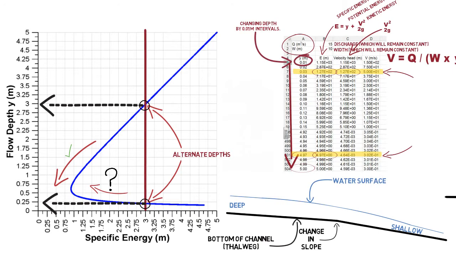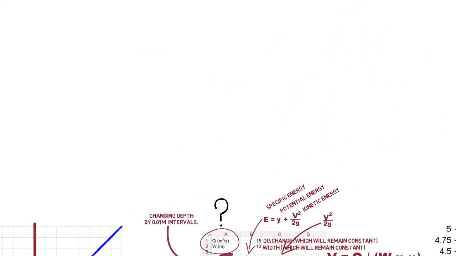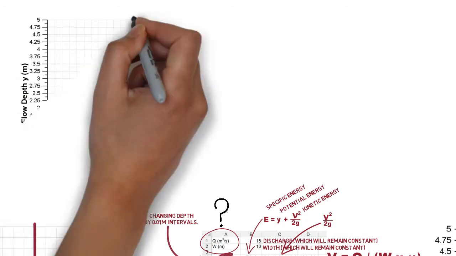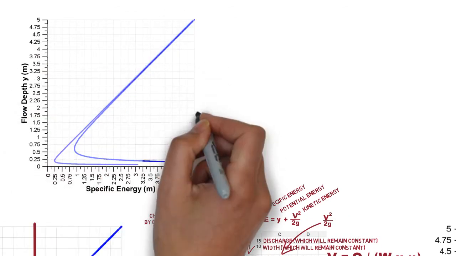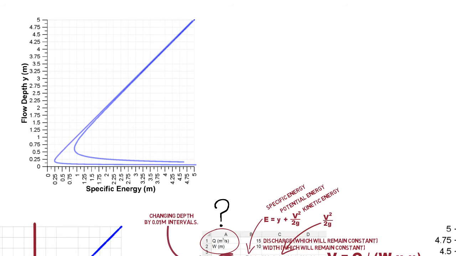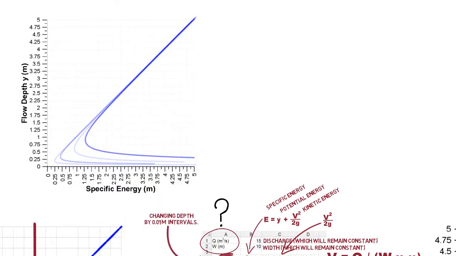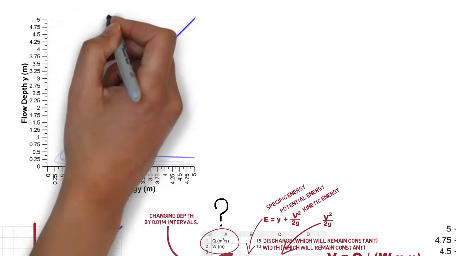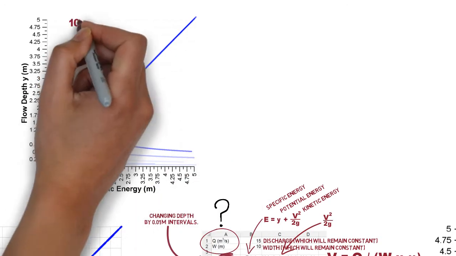width of the channel. So let's begin again by regenerating the same specific energy curve for our 15 cubic meters per second and 10 meter width. But now we're going to vary the discharge. And we're going to vary the discharge between 2 cubic meters per second and 40 cubic meters per second, generating 5 different discharges, and that's 5 different unique specific energy curves.